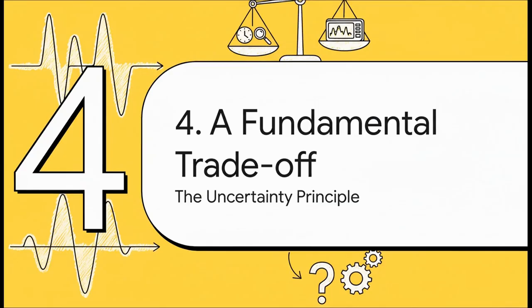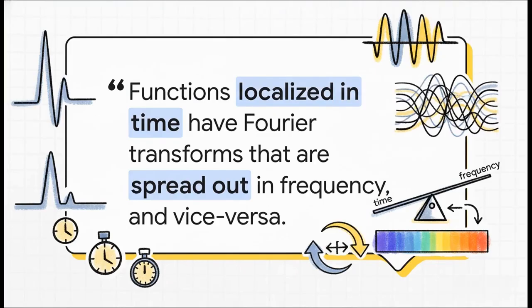But here's where it gets really deep. For all its power, the Fourier Transform also reveals something profound about the universe. It's not a flaw in the math, but a fundamental, unavoidable truth about reality itself. A cosmic trade-off. And here it is. You just can't know everything perfectly all at once. The more you zero in on exactly when something happened, the fuzzier your knowledge of what frequencies were involved becomes, and conversely, the more you know about the exact frequencies in a signal, the less you can say about the precise moment in time it happened.